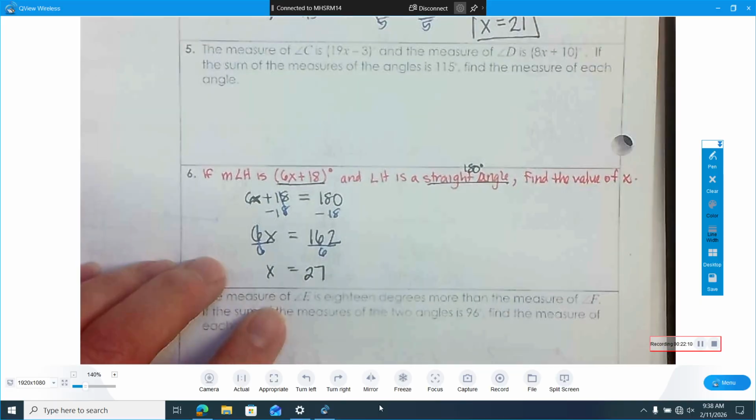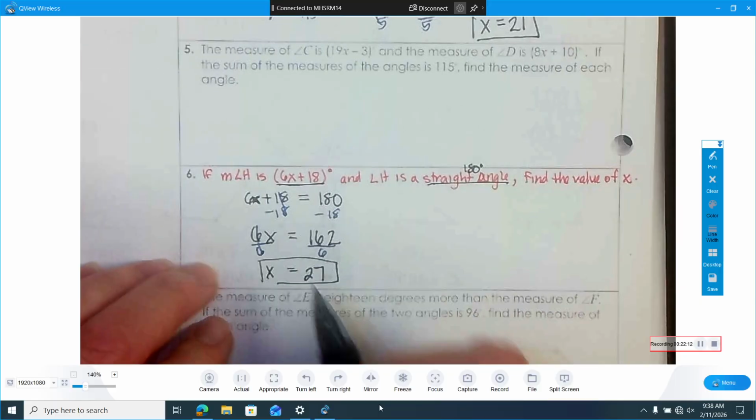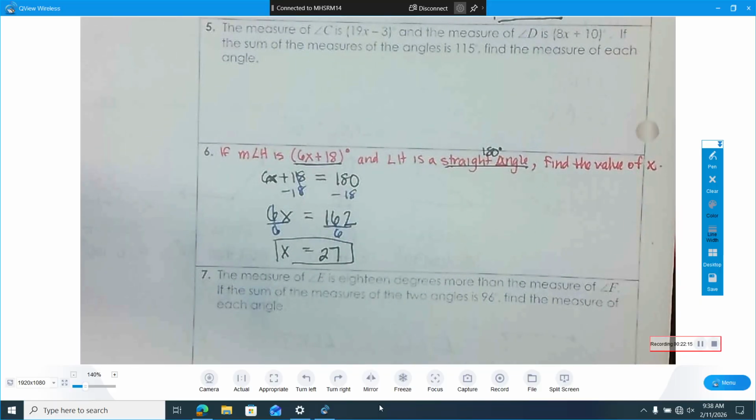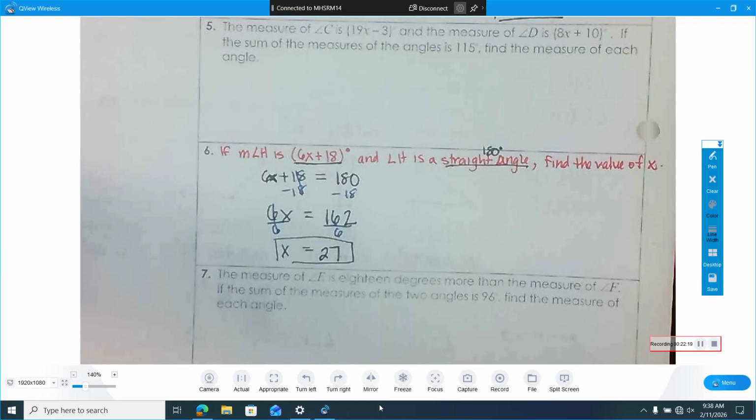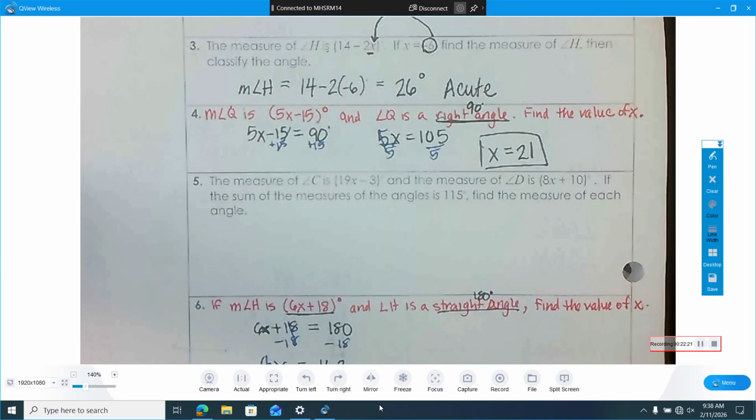Okay, great. All right. Do you have questions so far? Is this pretty easy so far? All right. Just knowing vocabulary. Okay. Let's look at number 5.